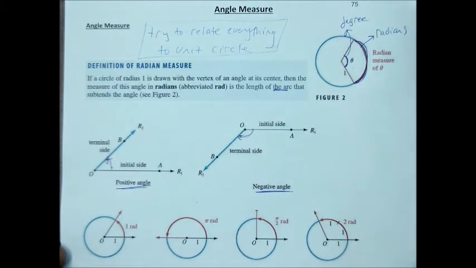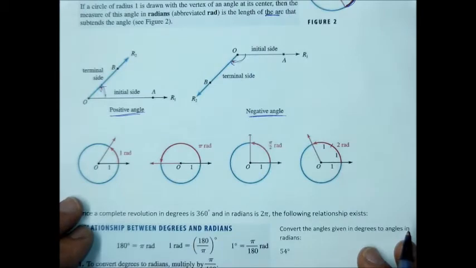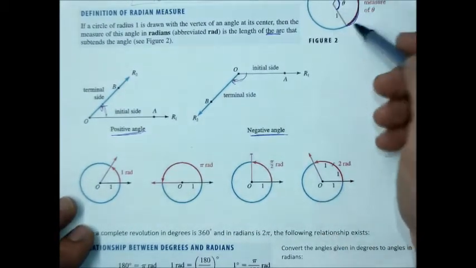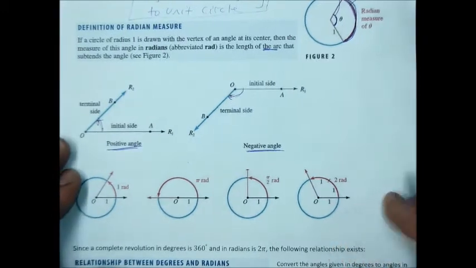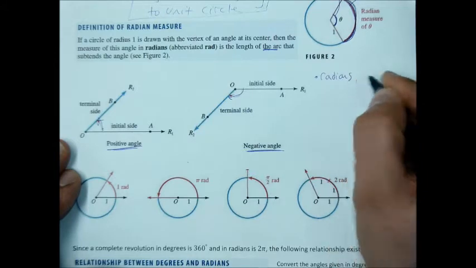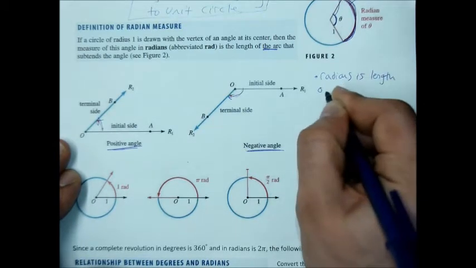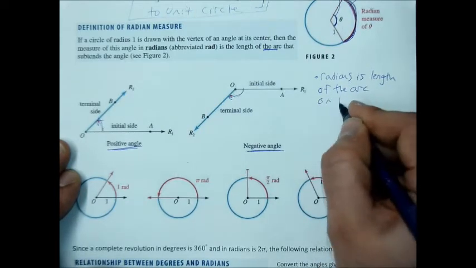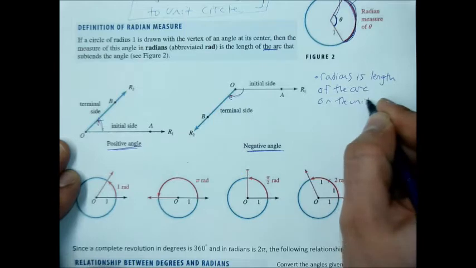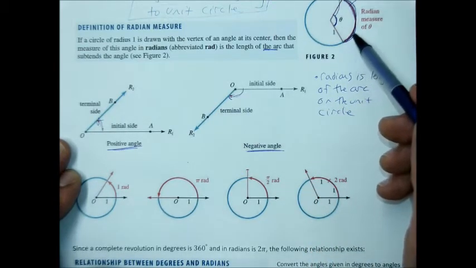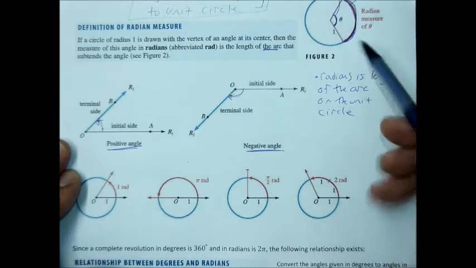Now let's relate some common radians to degrees. Now let me just write this down. I usually like to write this information down on the right just in case it's not clear. And so radians is the length of the arc on the unit circle. Okay, just like we just said, it's the length of the outside of the unit circle, that's the arc.